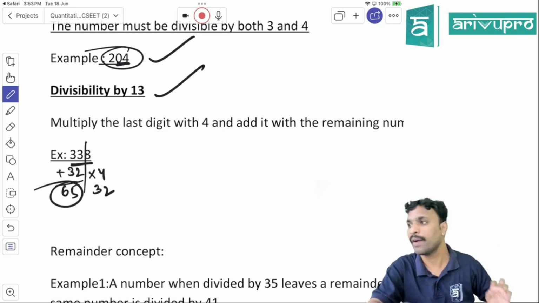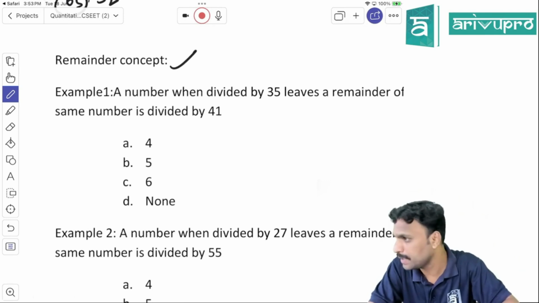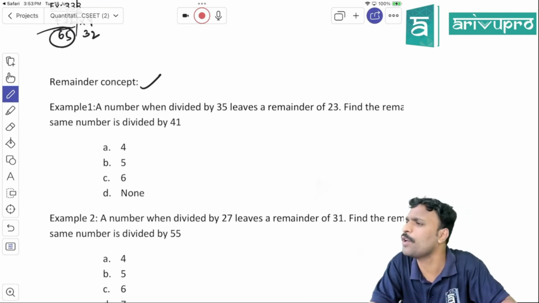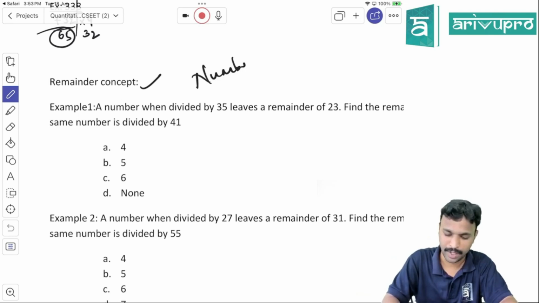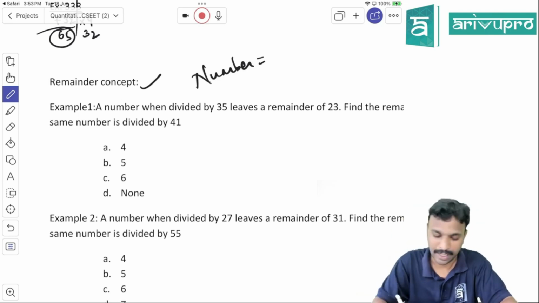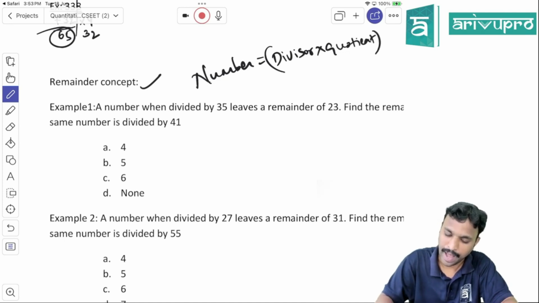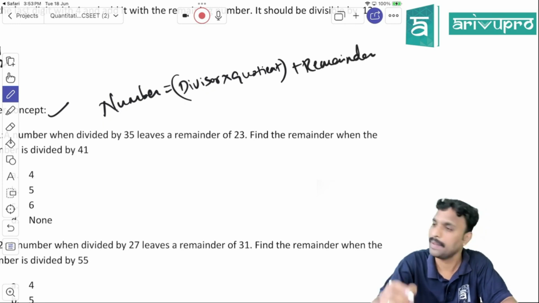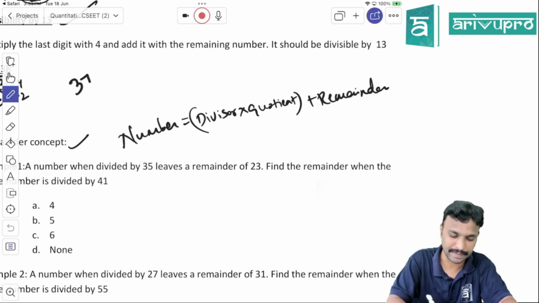Everyone? Now, one concept before we move on to the questions. Remainder concept, it could be a possible question in the exam. What does it say? First of all, what do you mean by remainder? If you have a number, it's basically divisor into quotient, and when you add a remainder to it, what do you get? Number.